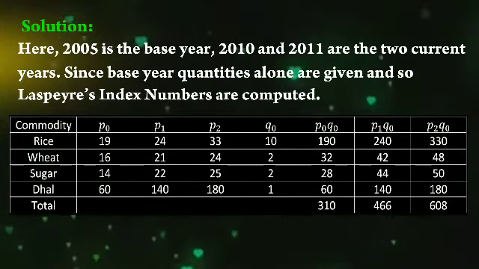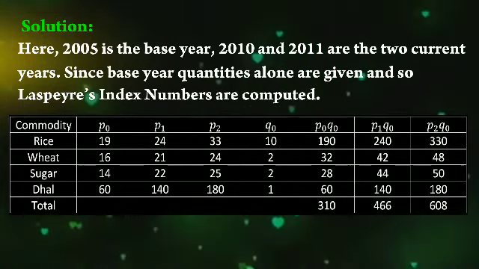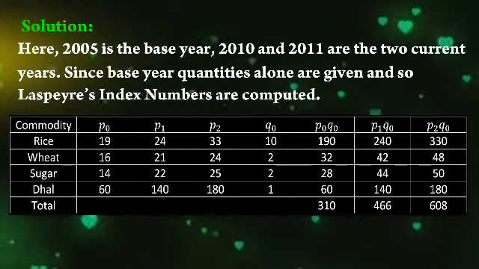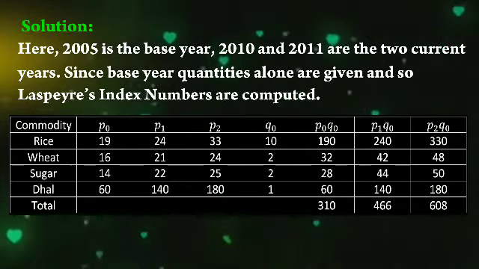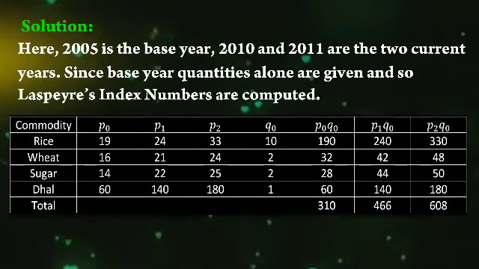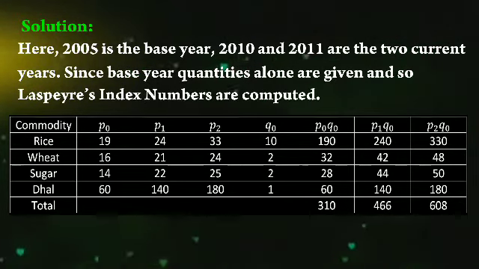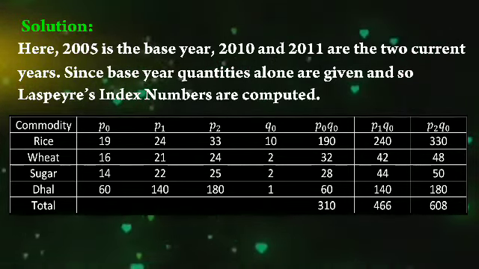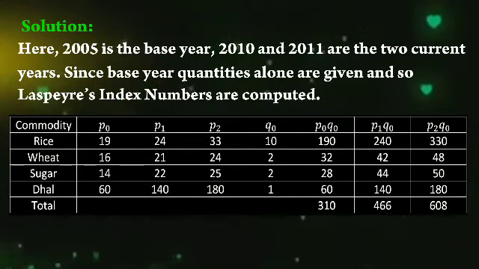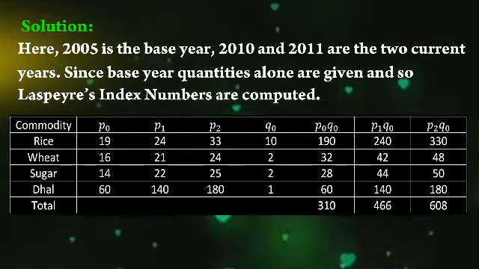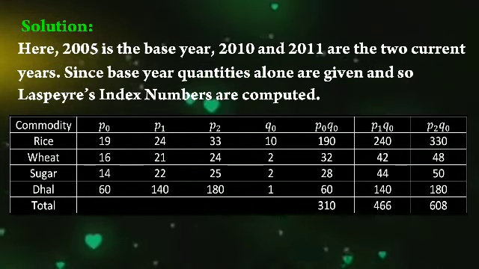In the next column, one more set of price values is given, which will be denoted as P2. These are the price values for the year 2011, denoted as P2, and the values are 33, 24, 25 and 180. In the last column, quantity values are given for the base year. So base year quantities are denoted as Q naught. Copy the data, Q naught: 10, 2, 2 and 1.